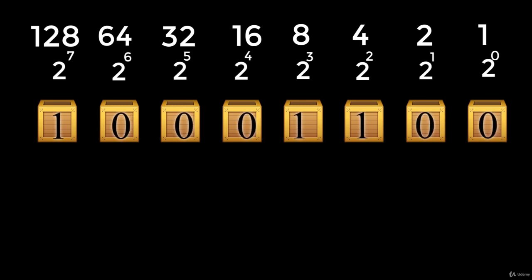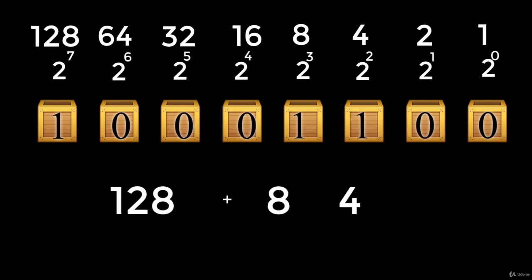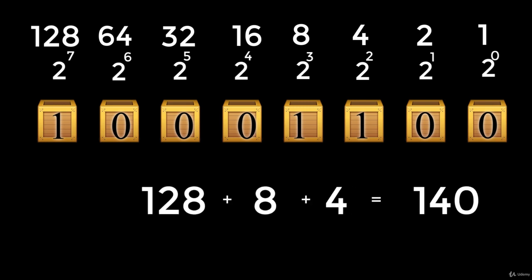Now let's say we have the binary number 10001100. To convert this to denary, which is a number in our regular counting system, we add together the values of each box with a 1 in it, just like this. There are 1s in the boxes for 128, 8 and 4. Adding these together will give us a result of 140. We can therefore say that 10001100 in binary equals 140 in denary.